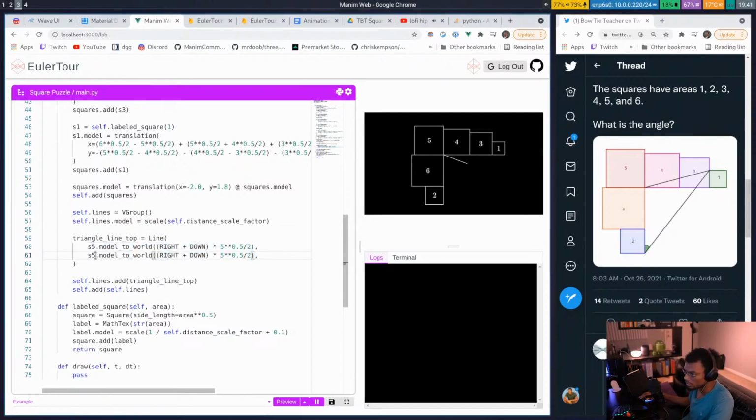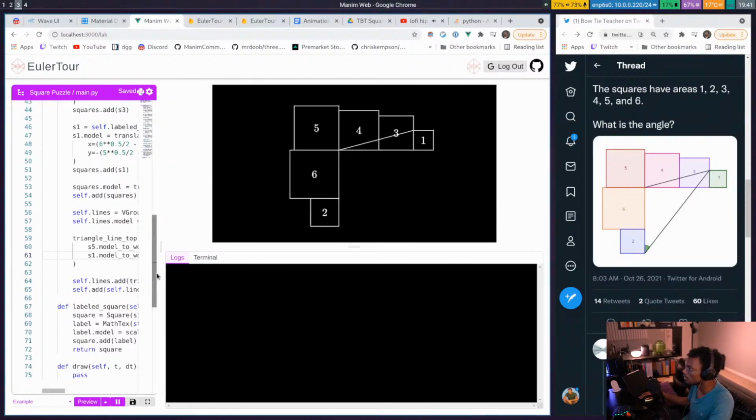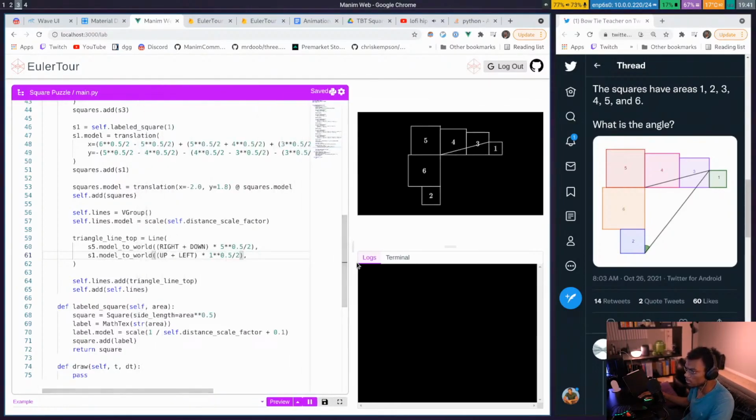Then I want S1 model to world, up plus left times its side length. Great. Nice. Okay, nice. Triangle line top, so that's done.